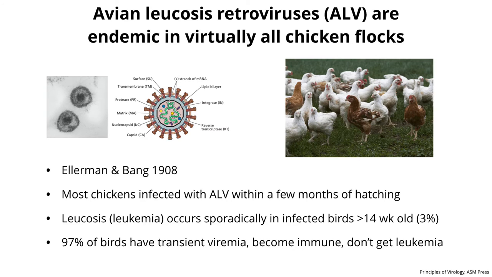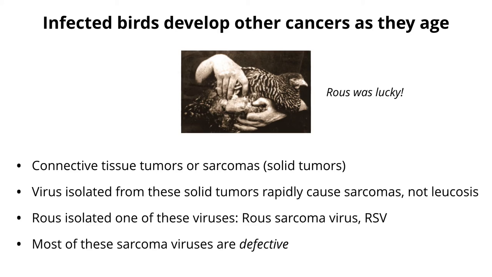As the birds get older and they're infected, and of course, we slaughter chickens early on for meat, we leave some of them for egg layers, and as the chickens age, if you leave them to live for a while, they will develop a variety of other cancers, including connective tissue tumors or sarcomas. That's what a sarcoma is, a solid tumor of connective tissue. If you get virus from these tumors, and that's one of the things that Rous did, and you put them into a new chicken, they cause sarcomas. They don't cause leukemia. So you can tell they're already different from the avian leukosis virus that started out in these chickens. And this is one of the viruses that Rous isolated, Rous sarcoma virus, or RSV.